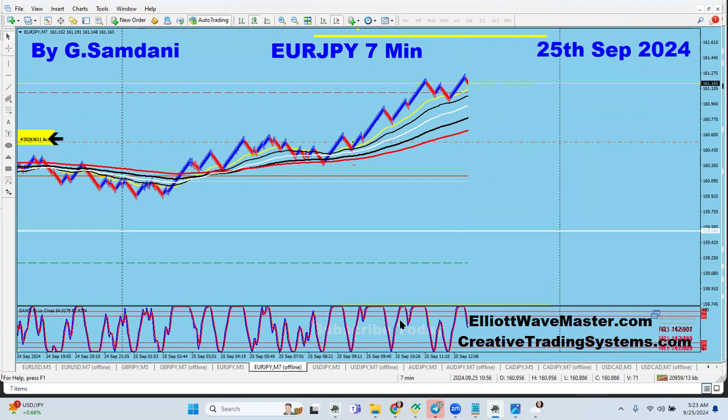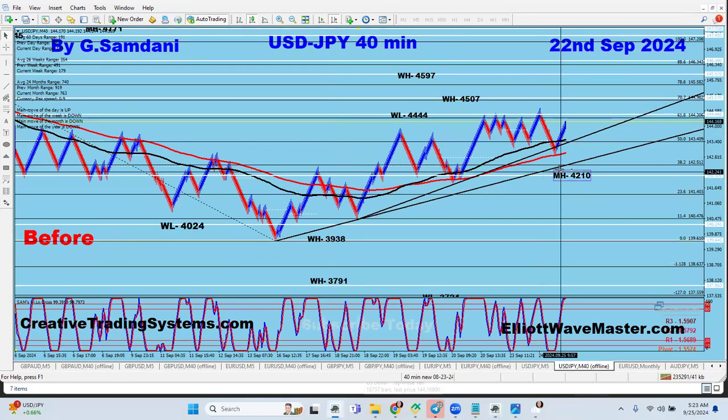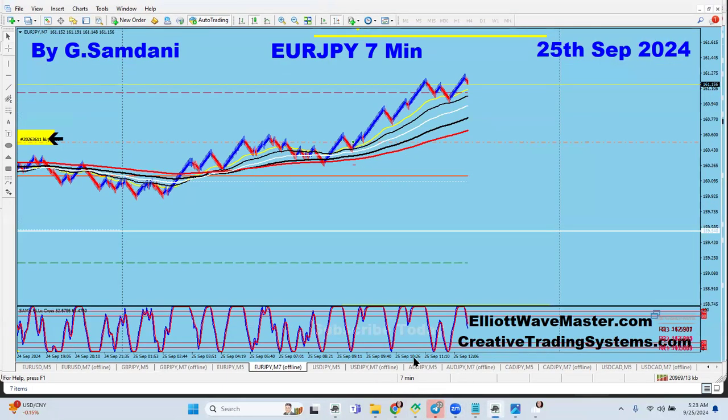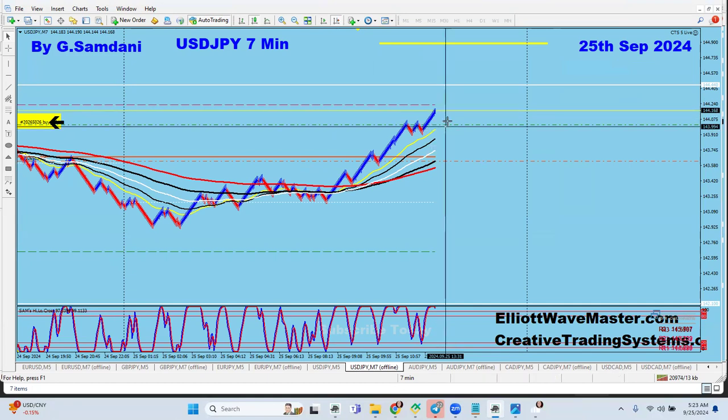So the third one, where I couldn't get the proper entry earlier, was the USD yen. It was bouncing from here after a retracement, nice and clean, supposed to be going to the upside, and I was supposed to take a long. When I saw this, the long entry was missed, and then later on I got an entry on this one, and so far it's in the money. It's positive. It's going to the upside.